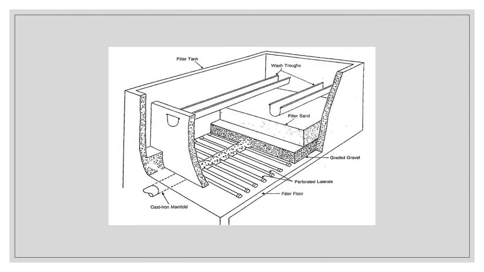Here is an image of what a rapid sand filter looks like. The differentiating feature between the rapid sand filter and the slow sand filter is the wash troughs. The wash troughs are those pipes that you can see at the top of the rapid sand filter. You won't see those when it comes to the slow sand filters, and they play an important role in backwashing.